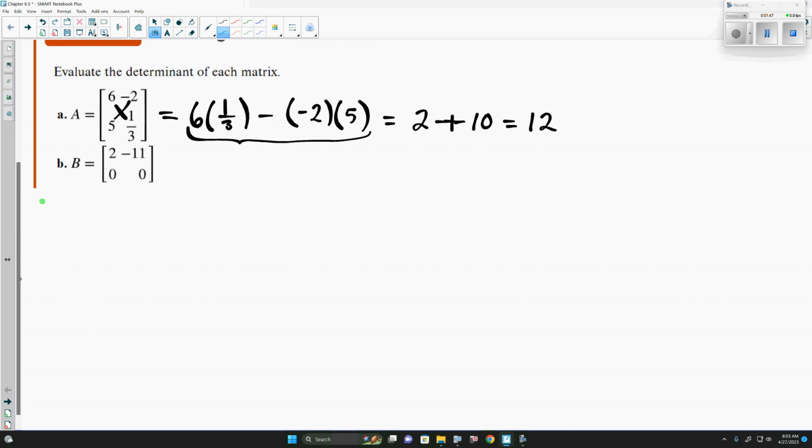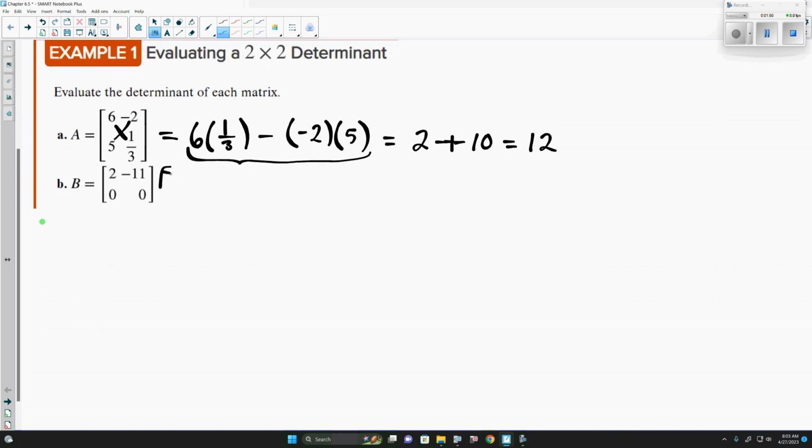Now, if we look at matrix B, we'll do the same thing. So we'd have 2 times 0 minus negative 11 times 0. Well, 2 times 0 is 0. Negative 11 times 0 is 0. So we get 0. So the determinant of matrix B is 0, which means it is singular. It does not have an inverse. That's it.